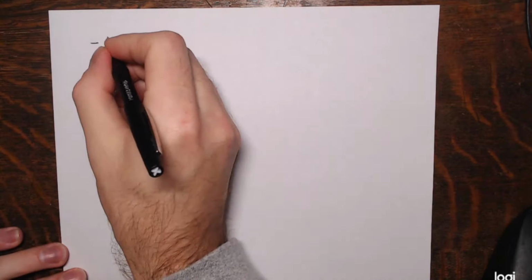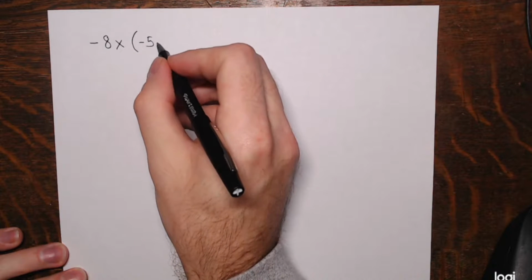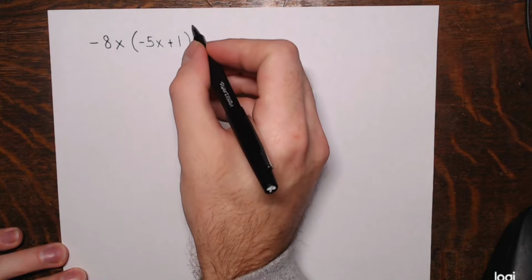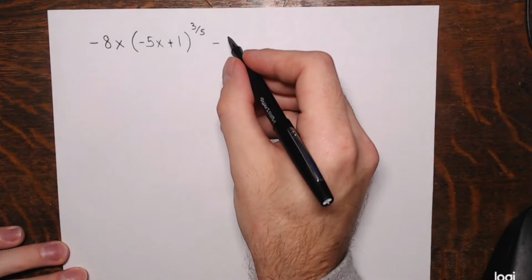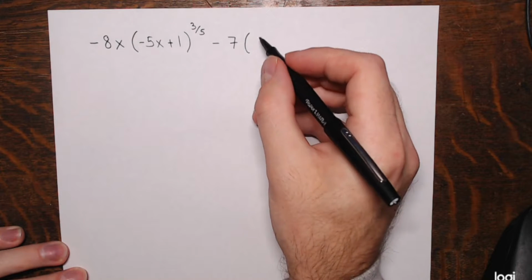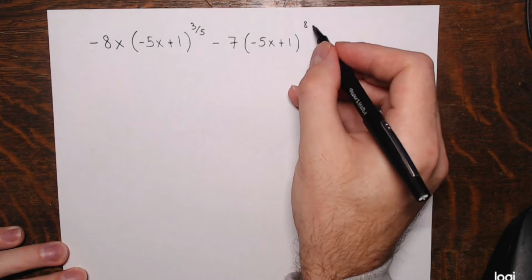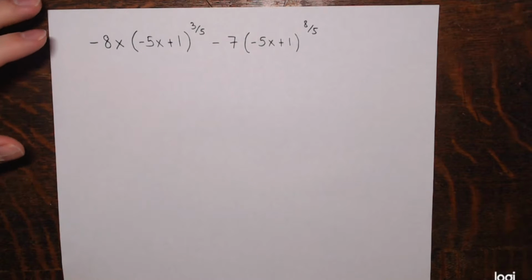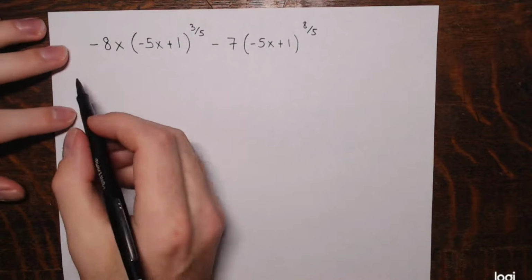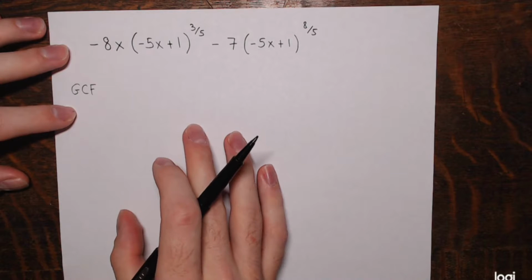So again, the expression we're given, negative 8x times the quantity negative 5x plus 1 to the 3/5 power, minus 7 times the same, negative 5x plus 1 quantity to the 8/5 power. All right. So when they talk about factoring here, they're talking about pulling out the greatest common factor. Remember that GCF, which you have seen earlier in some section 1.5 assignments.